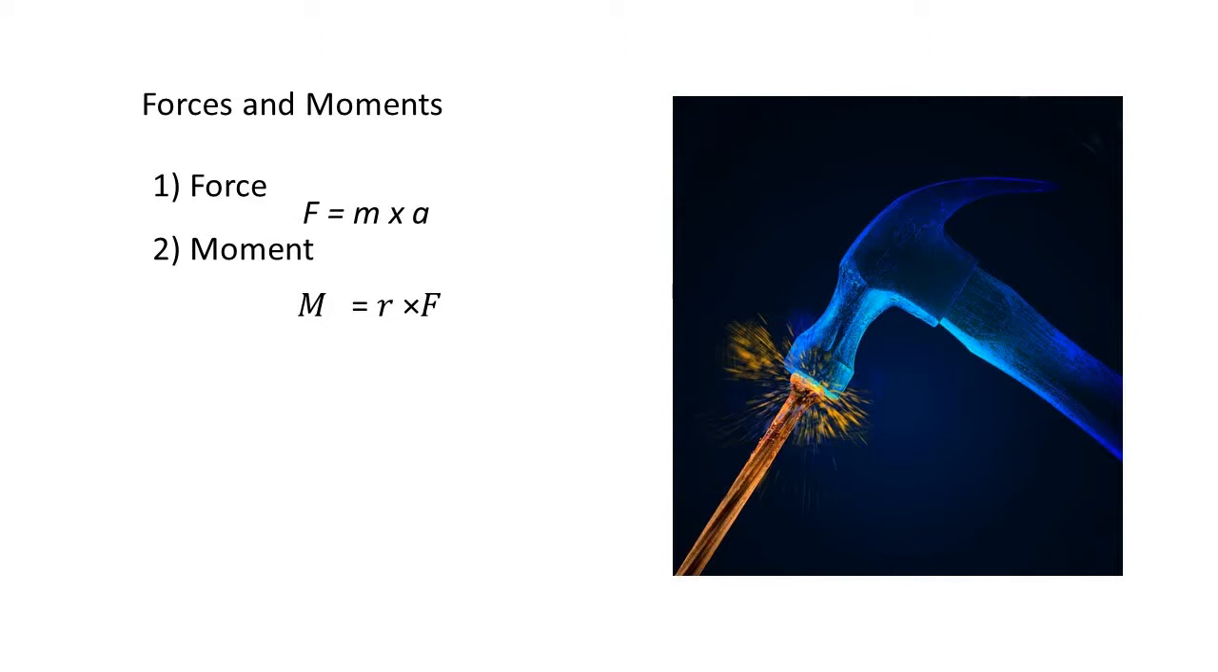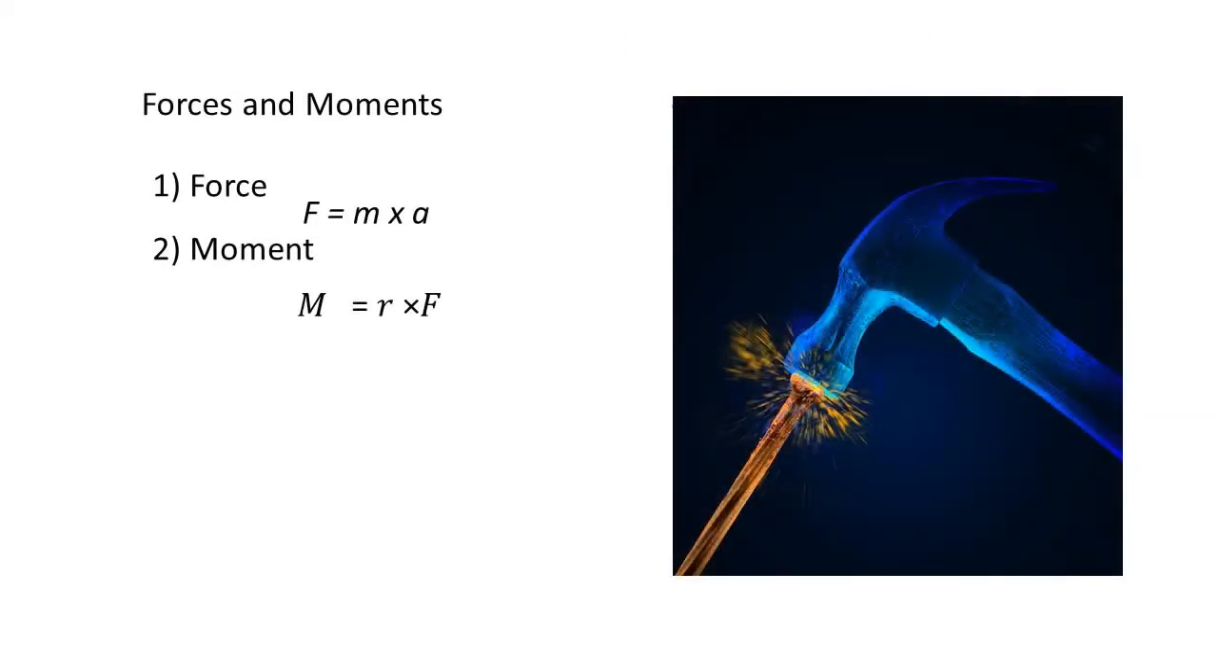The hammer in the picture here is applying a force to the nail. As you can see, the force can be represented as a vector with the same direction as the motion of the head of the hammer at the time of impact.